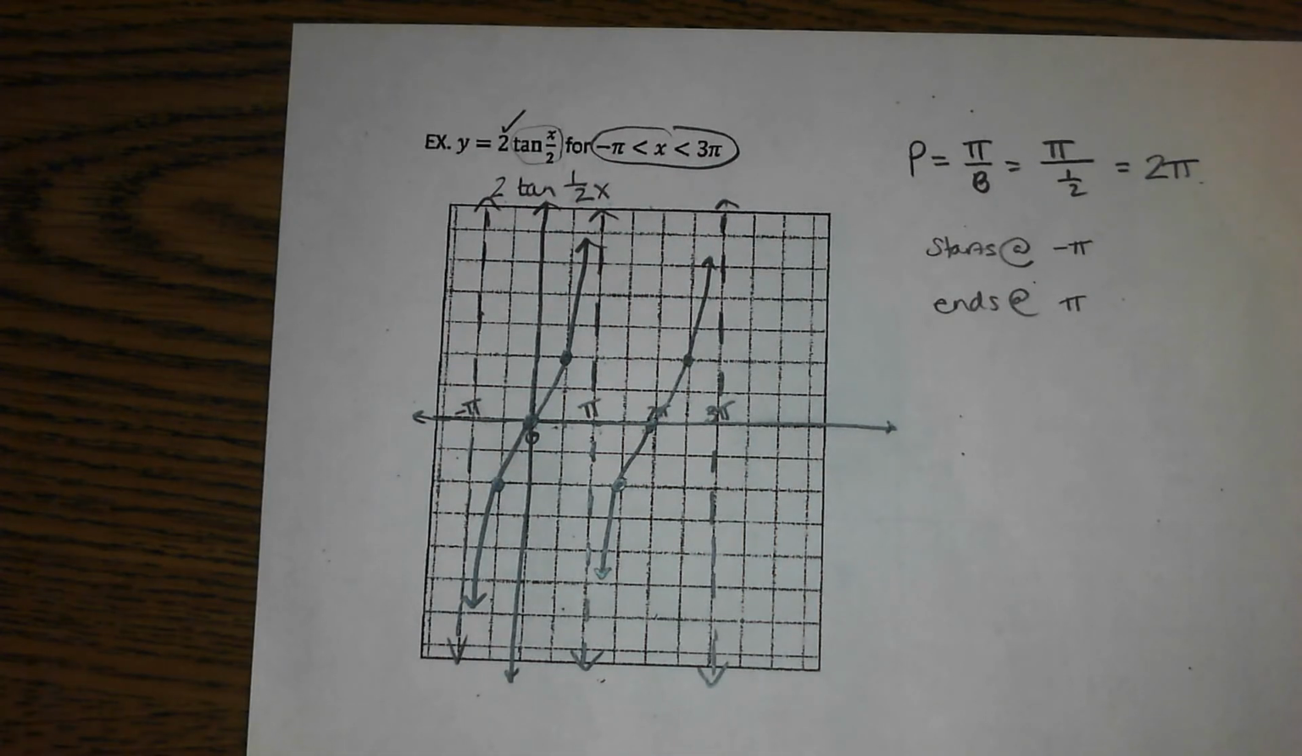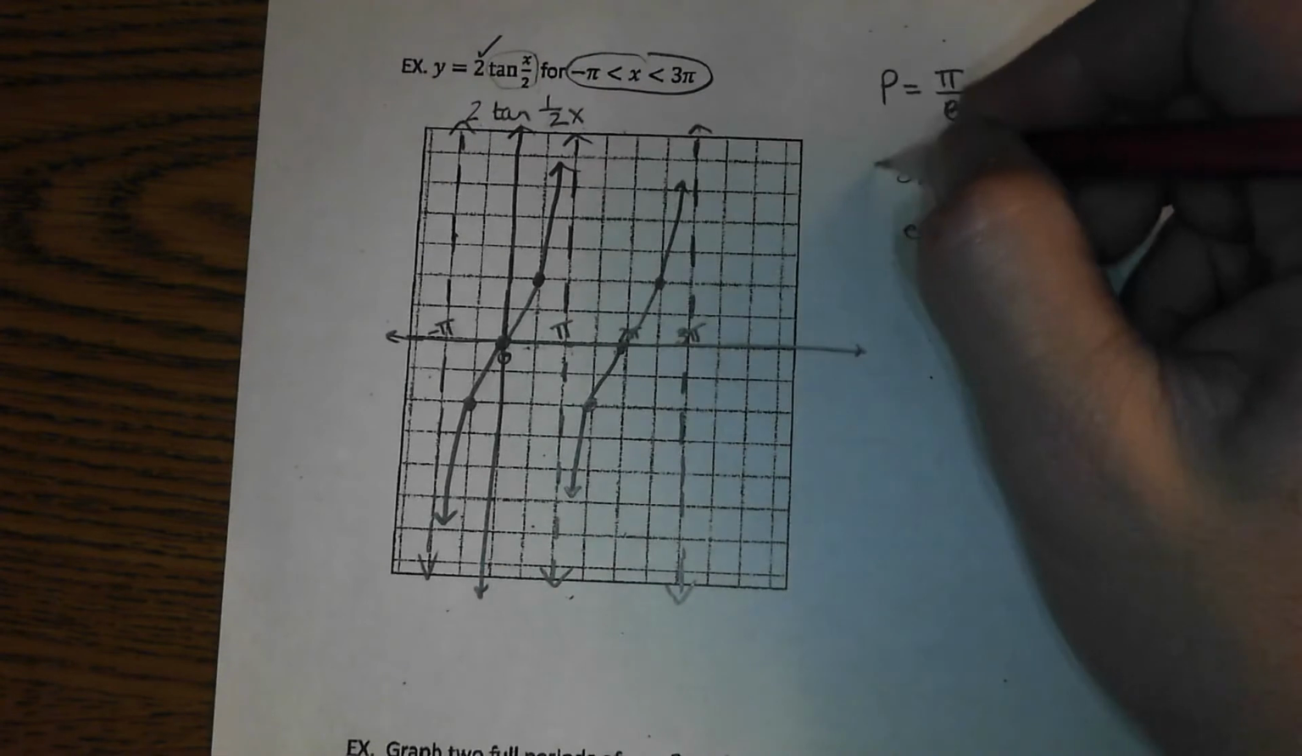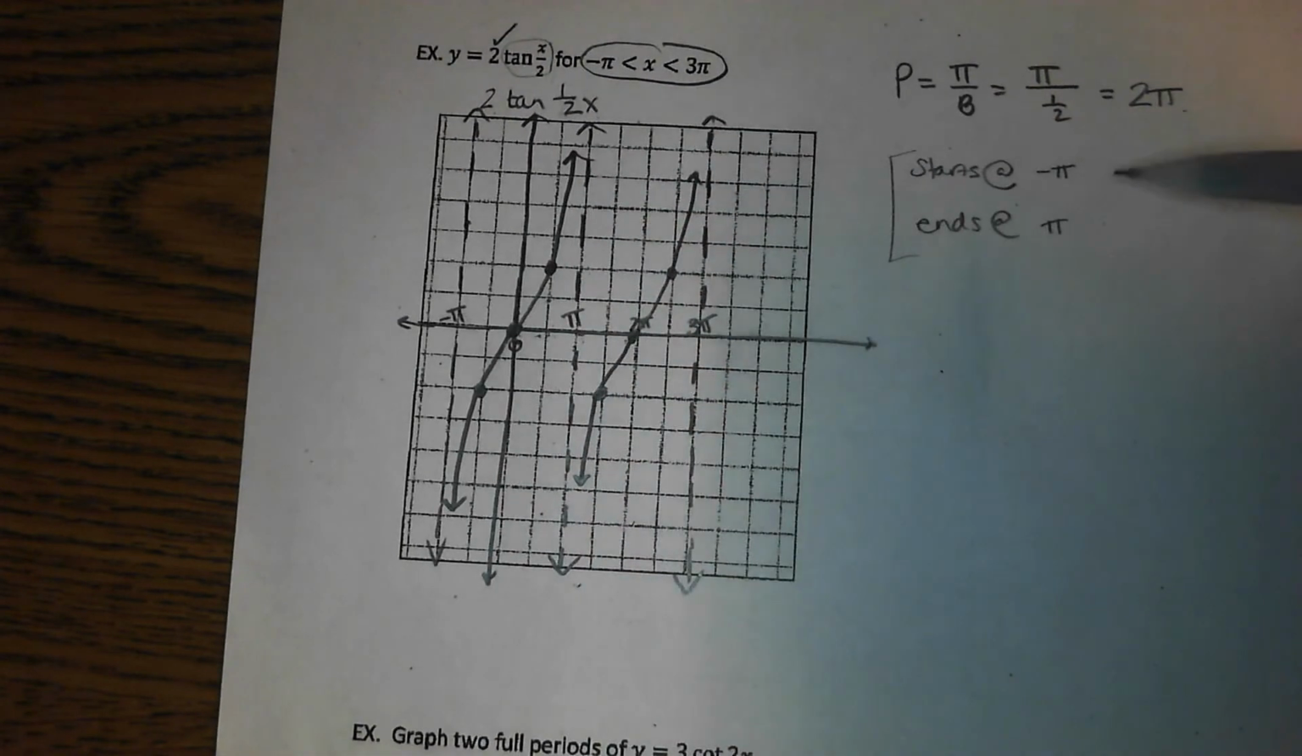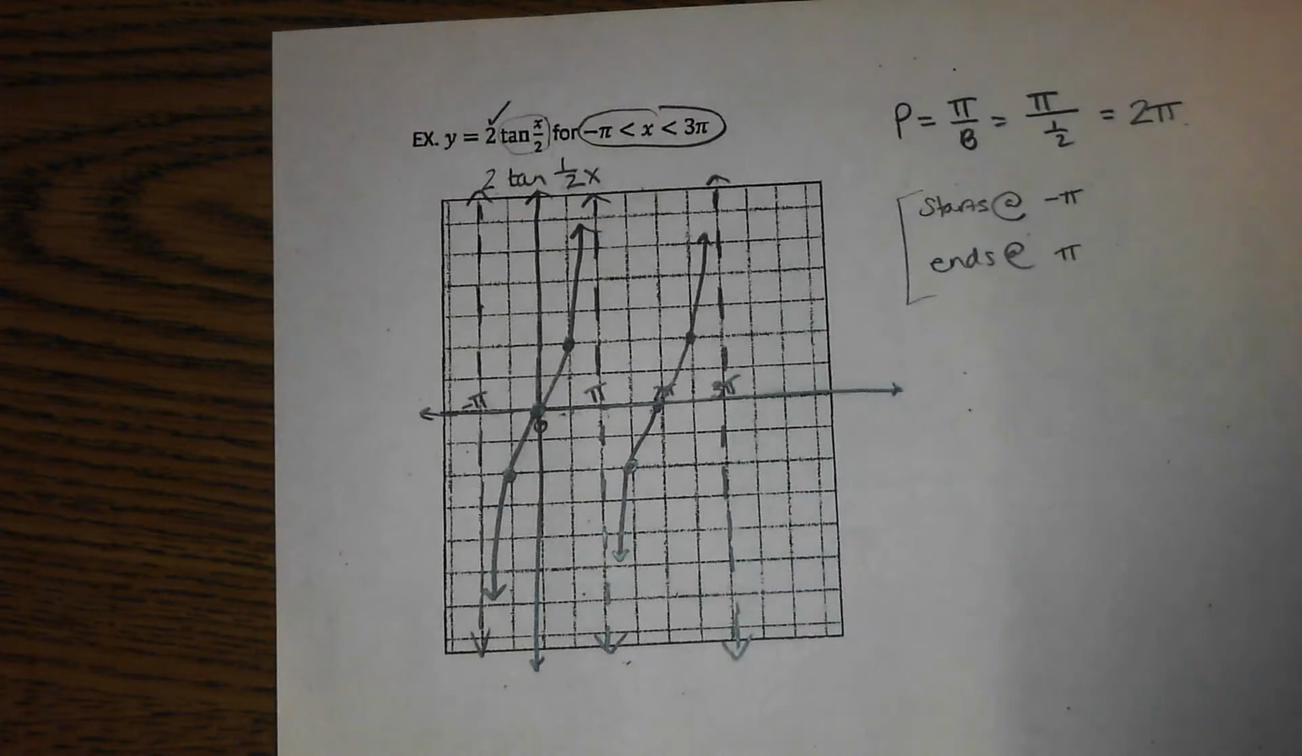And they only wanted this from negative pi to 3 pi. Okay? So I do these a little bit differently because my cycle doesn't really involve the phase shift much. I think of my parent graph as starting at negative pi over 2 and ending at pi over 2. And then how is that going to shift out? Stretch out or in horizontally.